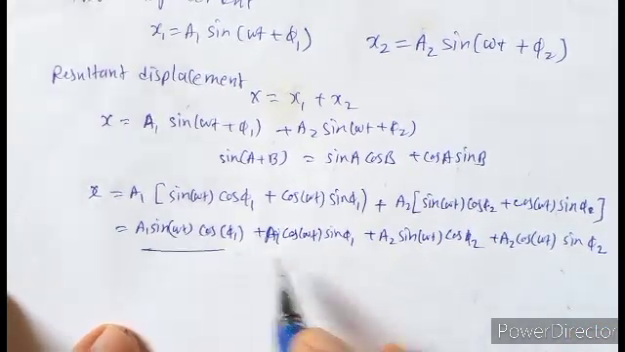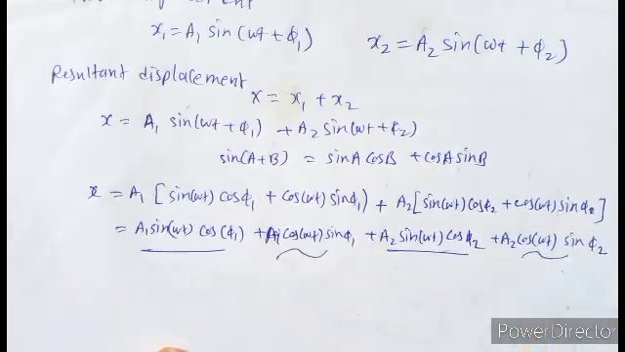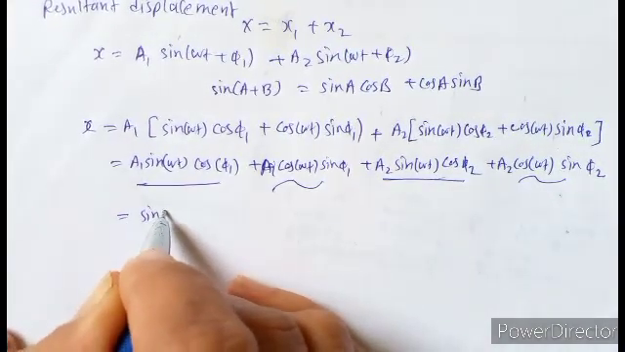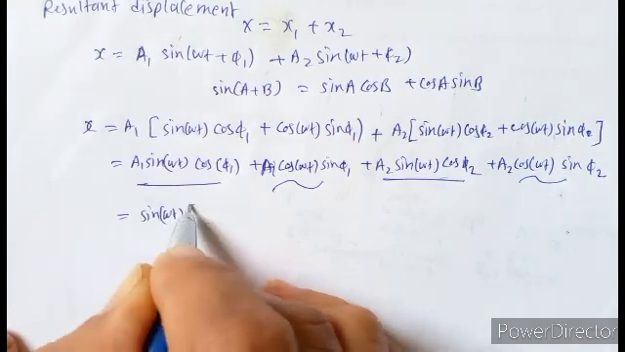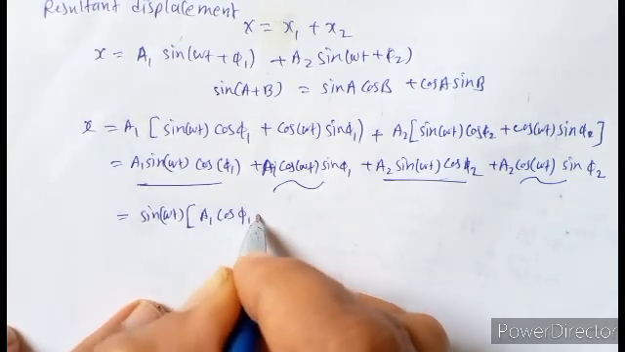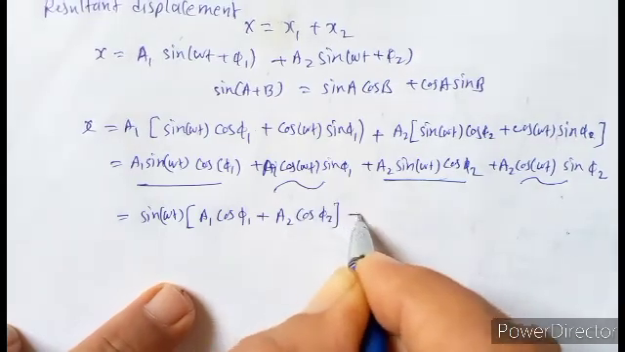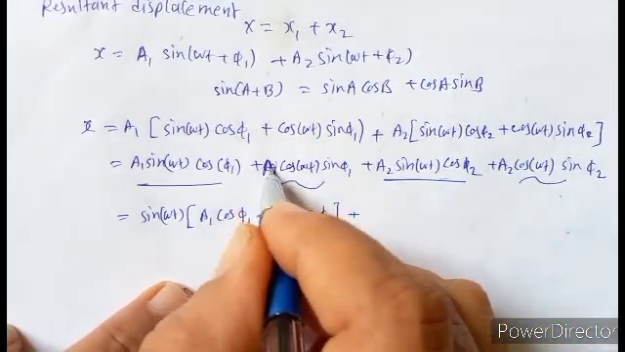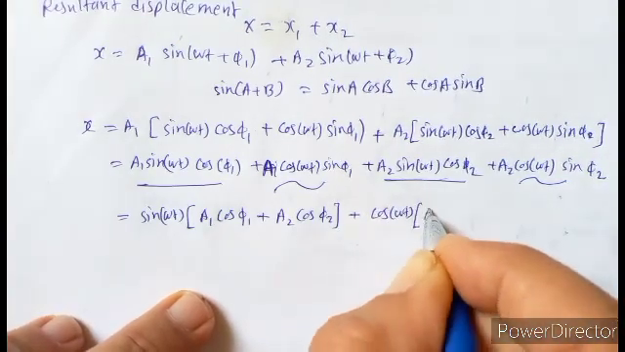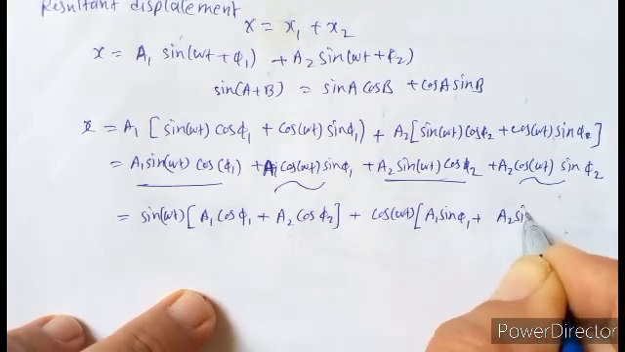See the two terms where sin omega t is common, and here cos omega t is common. Take sin omega t common. First, sin omega t inside the bracket a1 cos phi 1 plus a2 cos phi 2 plus, now take cos omega t common from these two terms. So cos omega t inside bracket a1 sin phi 1 plus a2 sin phi 2.